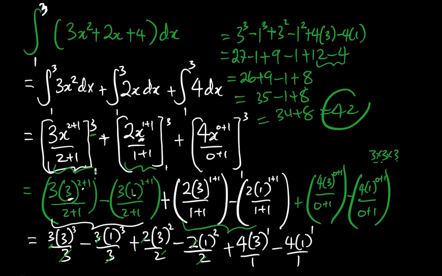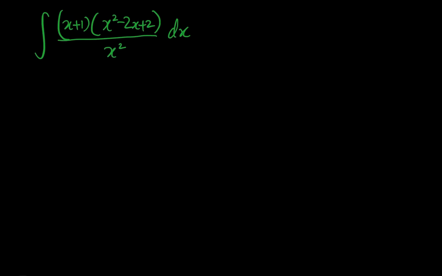Now let's take a look at something quick here. Let's take a look at another type of definite integral. Imagine you have this definite integral of the integrand being x plus 1 multiplied by another function x squared minus 2x plus 2, all divided by x squared, in that order, with the dx. Lower limit here is 1, upper limit is 2.